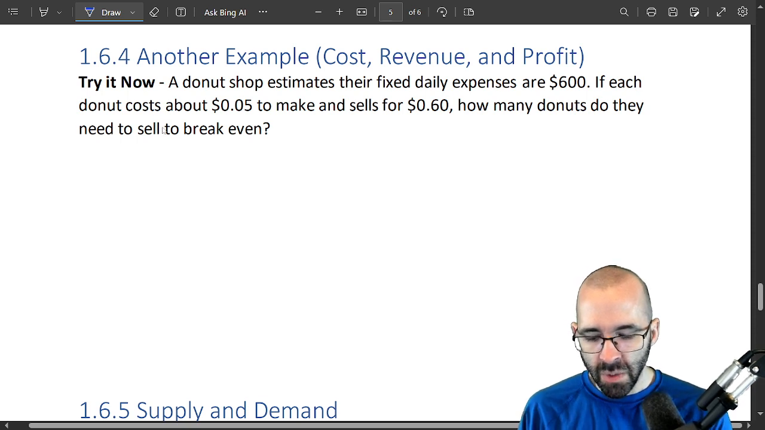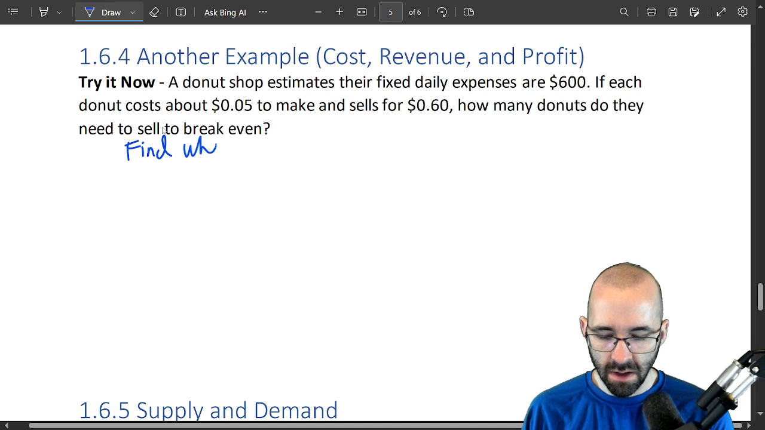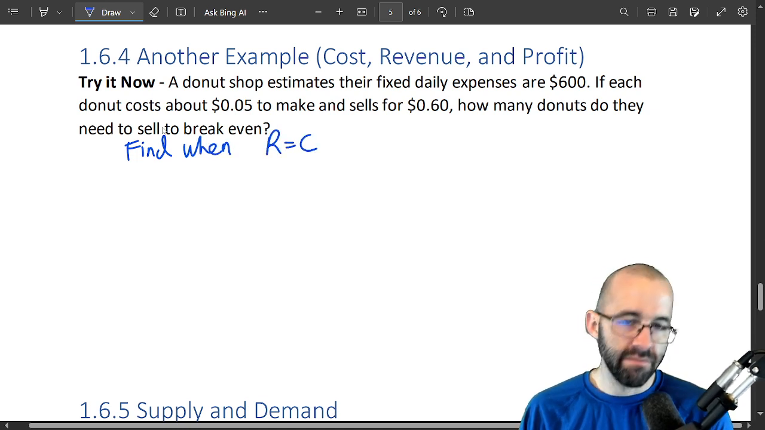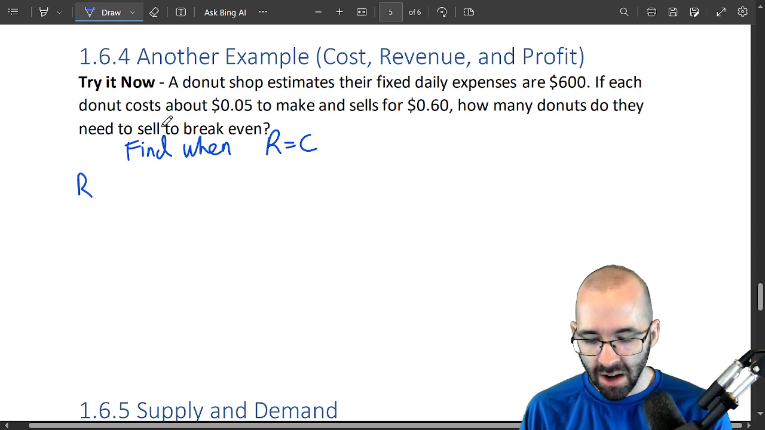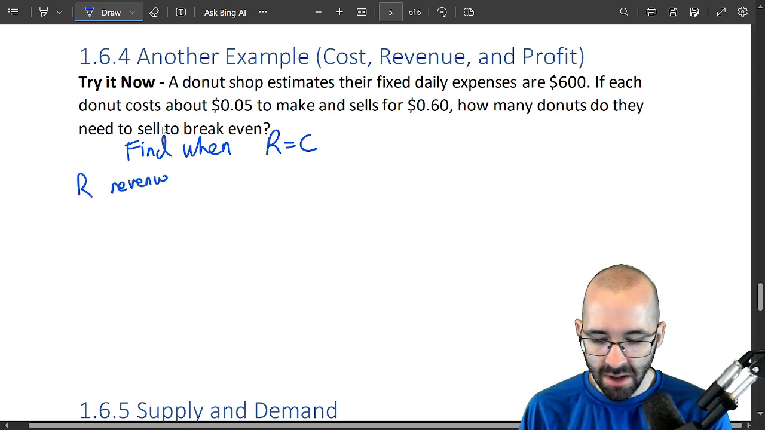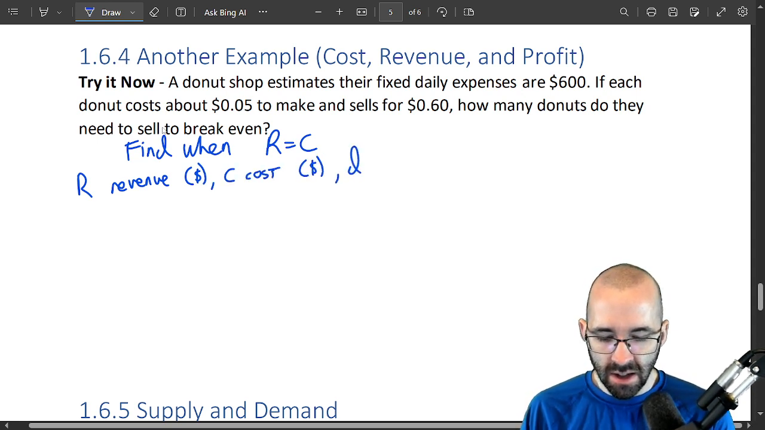So again, we need to find when the revenue is equal to cost. To do that, we need to know what revenue and cost are. The R is revenue in dollars. C is the cost in dollars. And D is donuts sold.